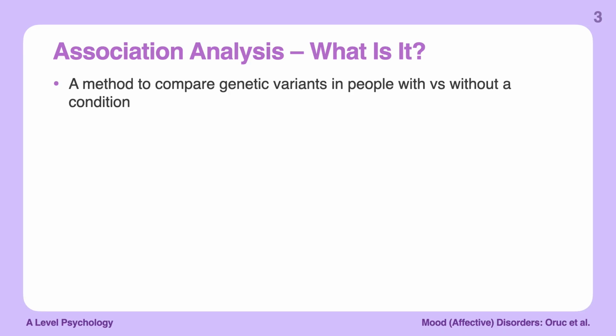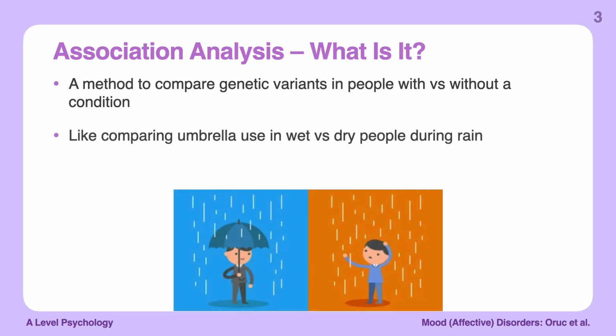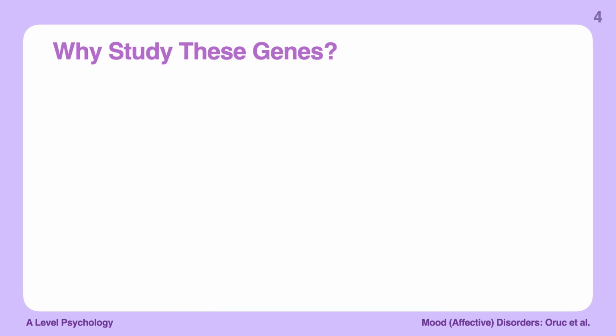Think of it like comparing the contents of two different toolboxes to see if one has more broken tools than the other. Think of it like comparing umbrella use in wet versus dry people during rain. If you notice that wet people were more likely to have broken umbrellas, you might think maybe broken umbrellas make you more likely to get wet. It's the same logic with genes. You're looking for patterns that might explain differences between groups. In this study, they were looking at the relationship between specific gene variants and bipolar disorder. They wanted to see if people with bipolar disorder were more likely to have certain versions of genes compared to people without the condition.